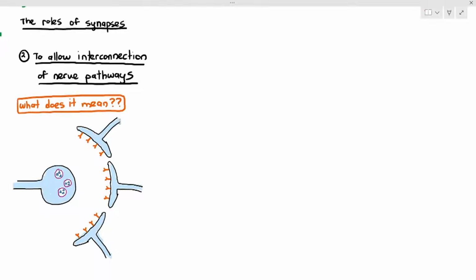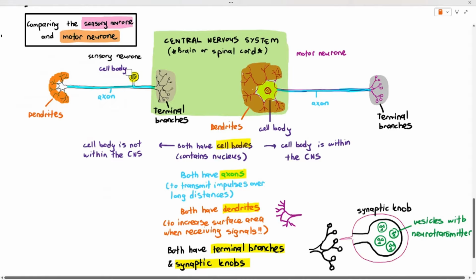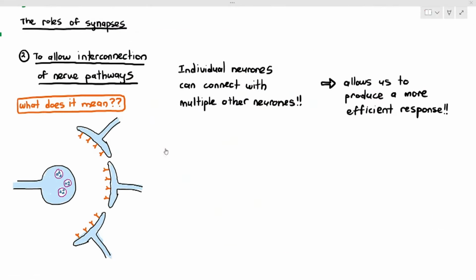That is why the dendrites have that increased surface area. So remember, we talked about this before. I'm showing you the structure of the motor neuron, the dendrites. The dendrites have these branch-like structures to increase the surface area so they can be connected to multiple other neurons. So this is good because it allows us to produce a more efficient response. What do I mean by a more efficient response?